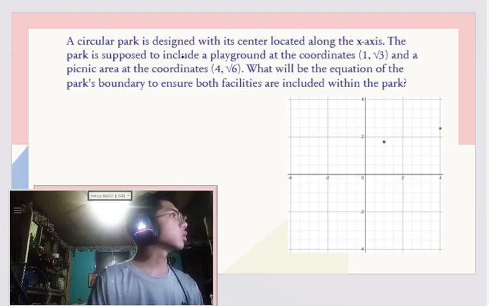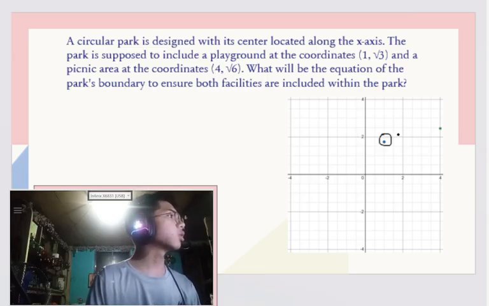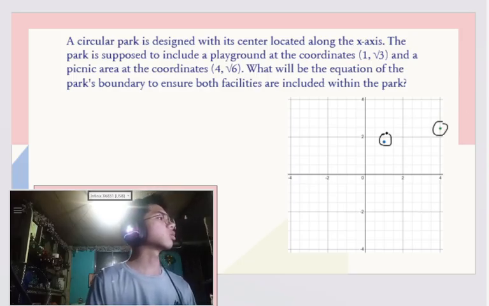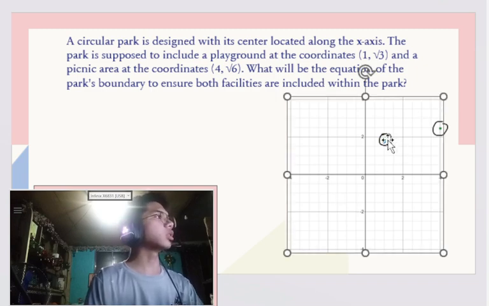So they say that the playground is at the coordinates (1, square root of 3), which is this point, and the picnic area is at the coordinates (4, square root of 6), which is this point. In order to find the equation, we have to use the distance formula.